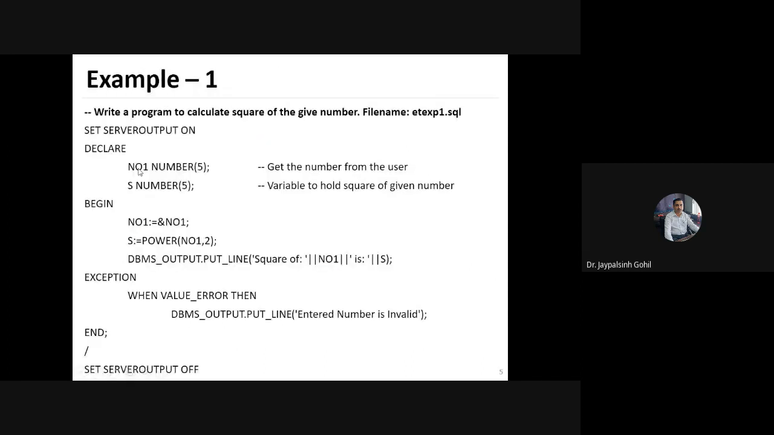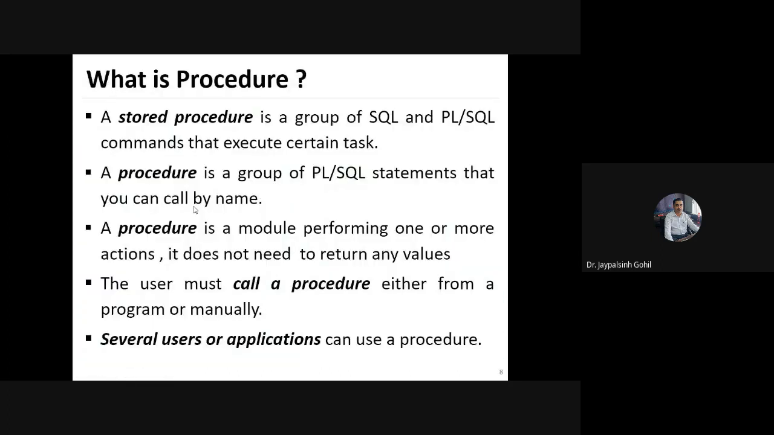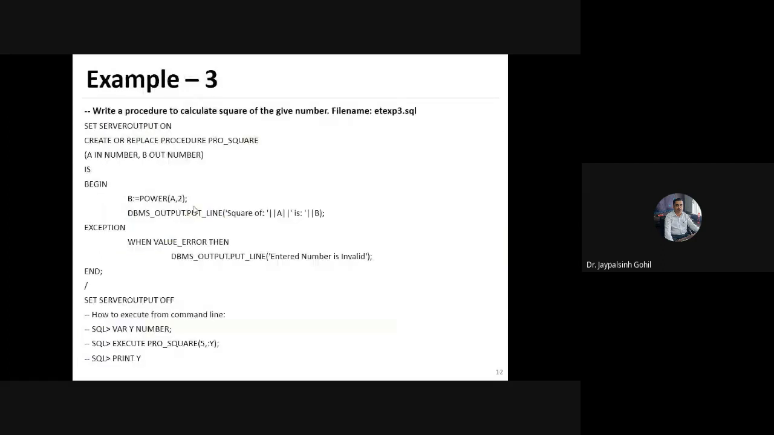We have two variables, right? Number 1 and number 2. Number 1 we have to get from the user, and variable s that we are printing will hold the final result of the calculation. Now the same variables here we have to declare as in or out mode parameters. So that is the first comparison that I'm doing. What will be the change?